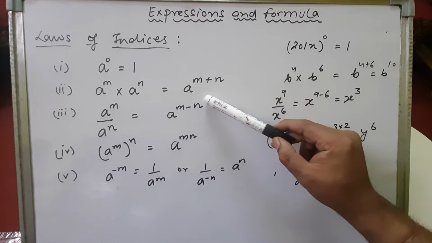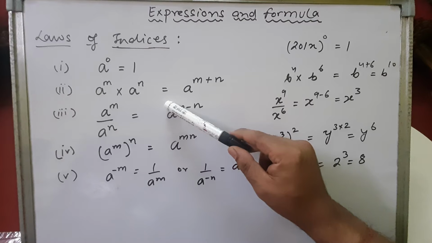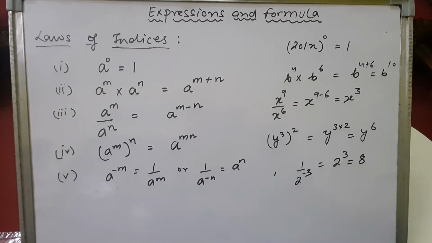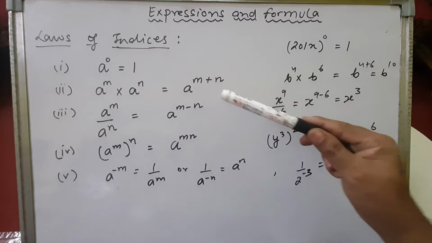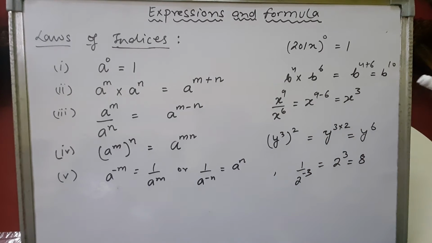Alright. So for applying this law of indices, we need to see that there must be a multiplication sign and the base of the terms will be same. Then if they have different power, their powers will get added and the result will be a to the power m plus n. Let's see an example here.